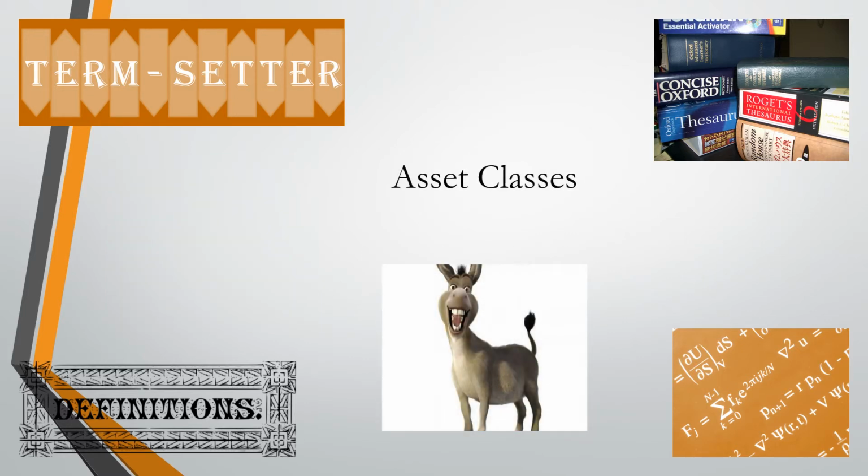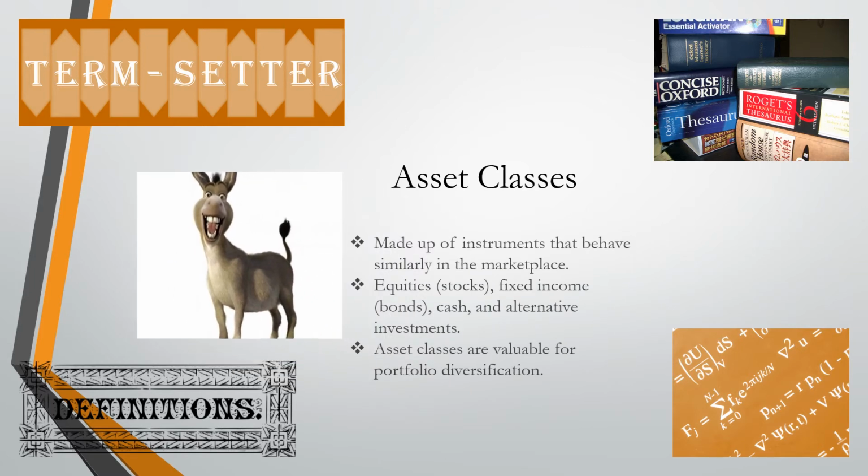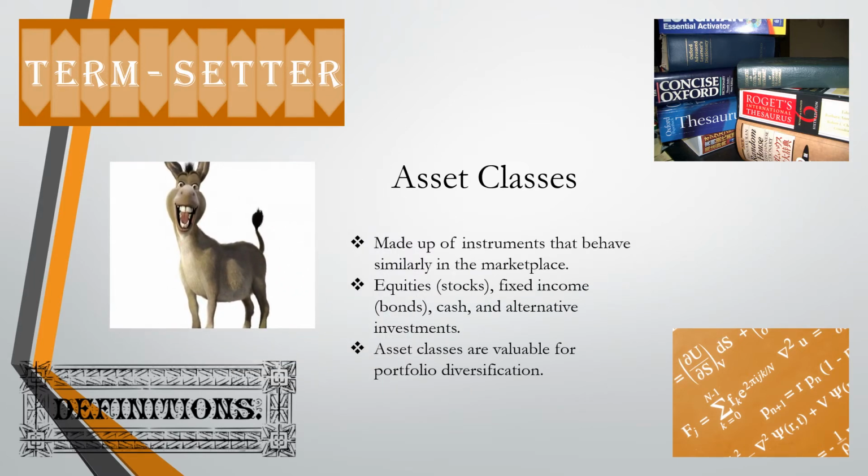An asset class is a grouping of investments that exhibit similar characteristics and are subject to the same laws and regulations. Asset classes are made up of instruments which often behave similarly to one another in the marketplace. The four main asset classes are equities, or stocks, fixed income, or bonds, cash and cash equivalents, and alternative investments such as real estate, commodities, futures, and some tradable collectibles. Financial advisors focus on asset class to help investors diversify their portfolio.